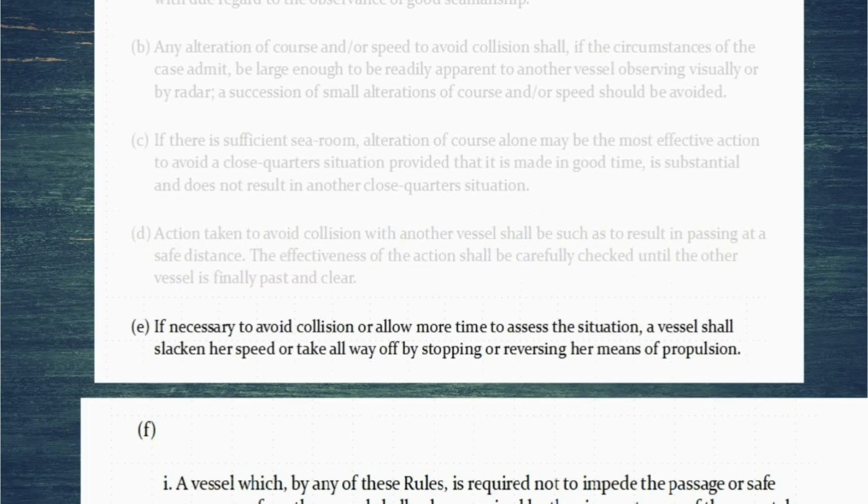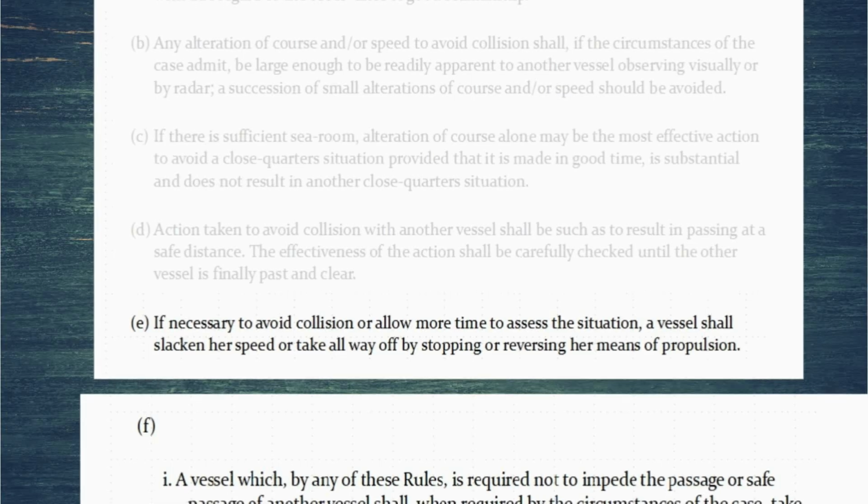If necessary to avoid collision or allow more time to assess the situation, a vessel shall slacken her speed or take all way off by stopping or reversing her means of propulsion. Again, this one kind of makes sense. If you need more time, just stop your vessel, stop running ahead, give yourself more time to assess the situation or avoid the collision.